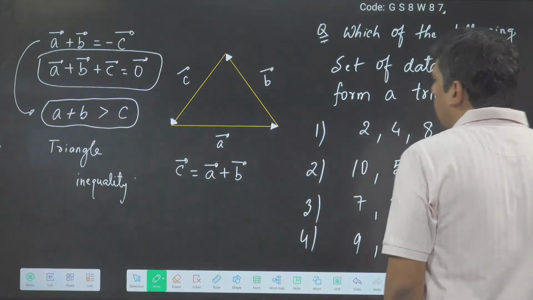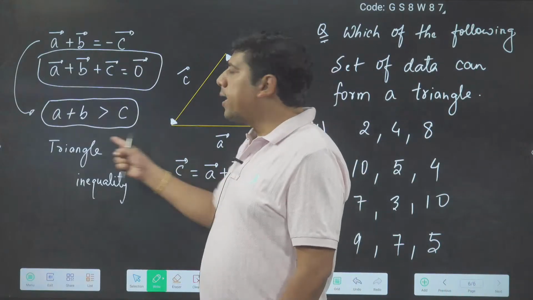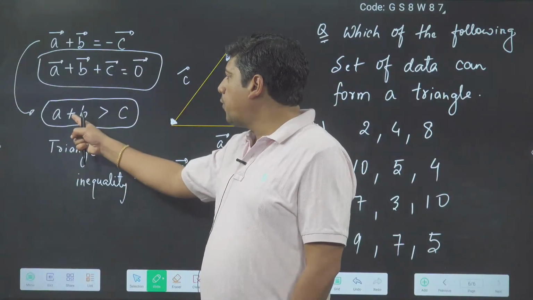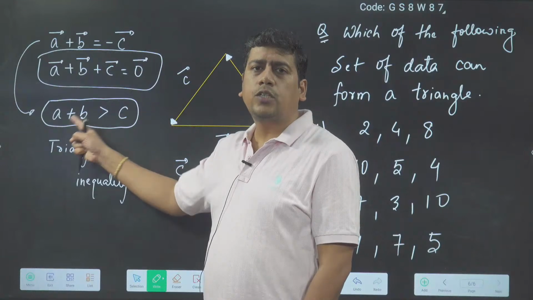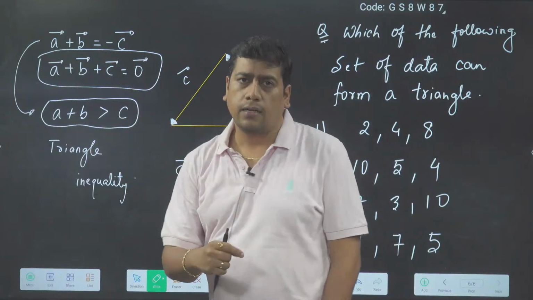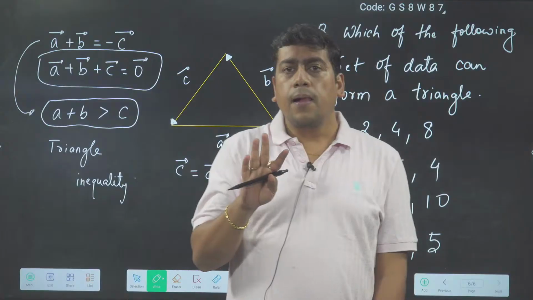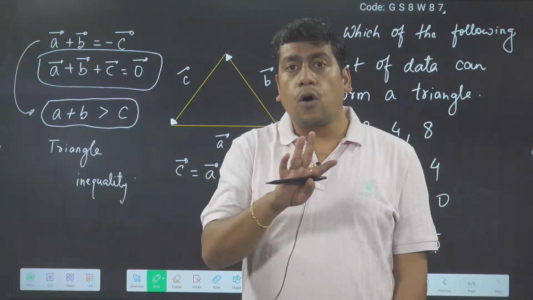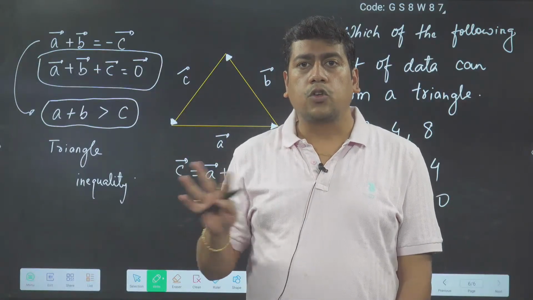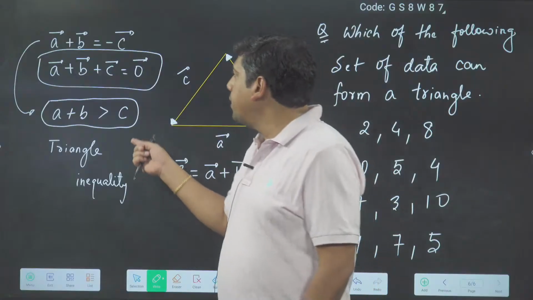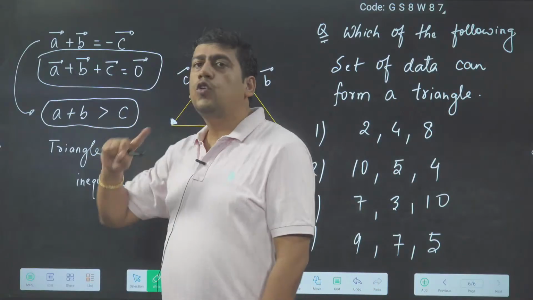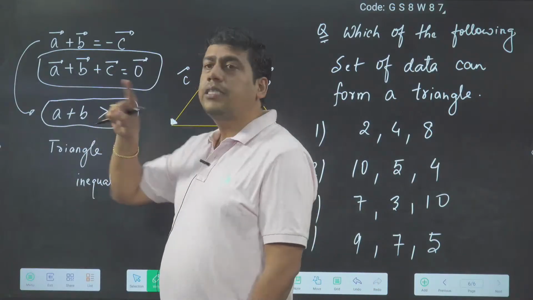देख भाई, to form a triangle, what is the criteria? The sum of two sides should be more than the third side, and that should be possible for all possible combinations, है ना? Means what I'm saying कि A plus C should also be more than B.